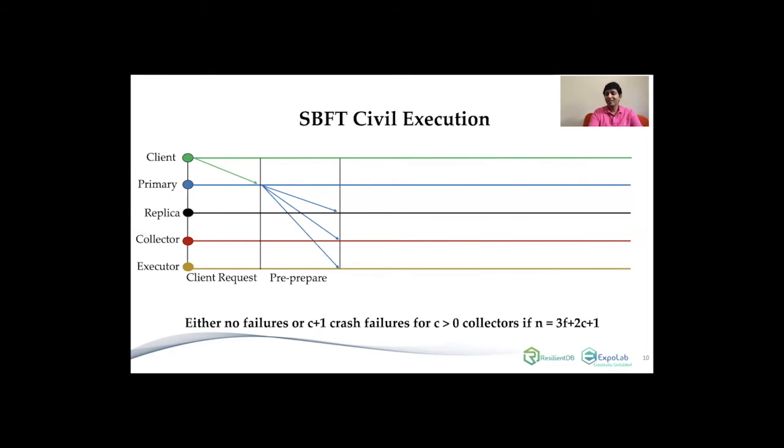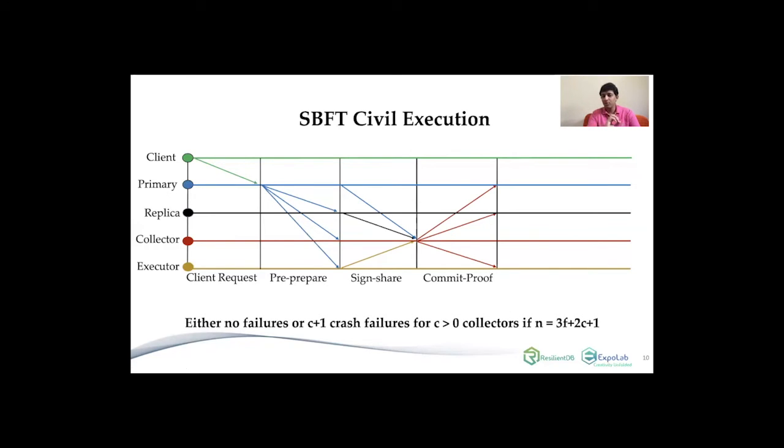Now, at this point in time, each replica will create a threshold share. Basically, they use their own private key to create a share, and once they create that share, they send it to the collector. At this point, the collector needs to check whether it got shares from a majority of replicas. Once the collector gets shares from at least 2f plus 1 good replicas, it knows that it is in good shape. It creates a threshold signature and sends the threshold signature to all the other replicas.